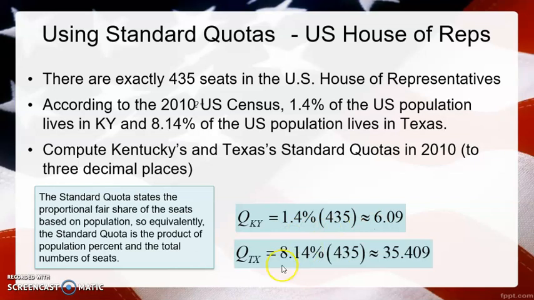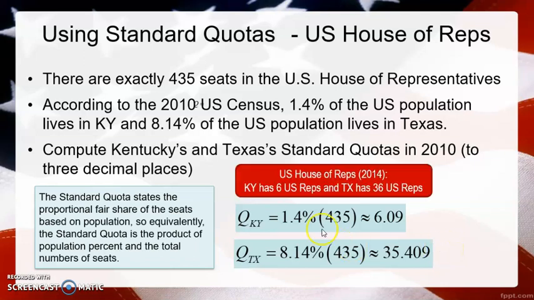For Texas, they have 8.14% of the population, so they have a standard quota of 35.409. Now, the U.S. House of Representatives actually gives Kentucky 6 representatives and Texas 36. So you will notice that Kentucky got a little less than what it would have gotten, and Texas got a little bit more. And that's based on the apportionment method that they use to award the House of Representatives.